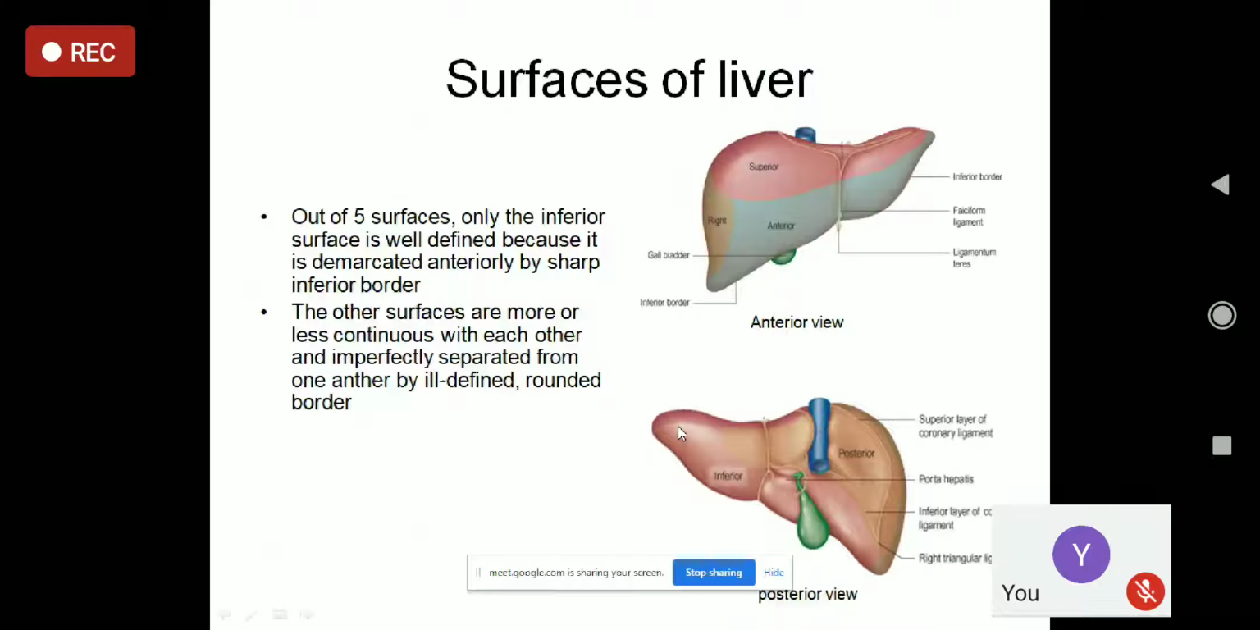Okay, of the five surfaces of the liver, only the inferior surface is well defined, and it is separated by the sharp inferior border. The other surfaces merge into each other with an ill-defined or round border. You can't separate them; they are imperfectly separated. Look at it: superior surface, anterior surface, right surface. Whereas the inferior surface is just below the inferior margin, so you can see it.